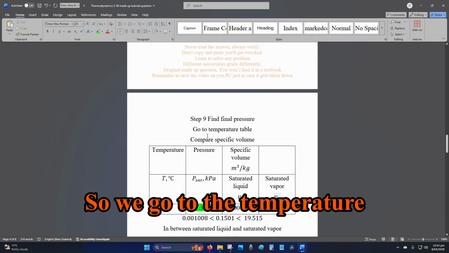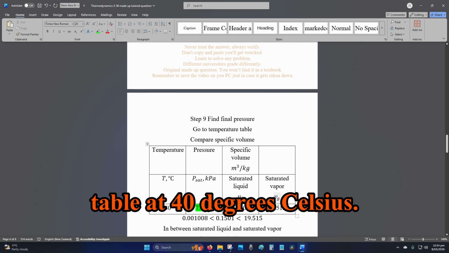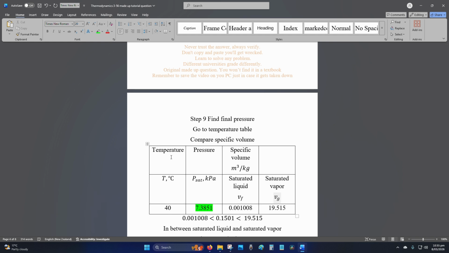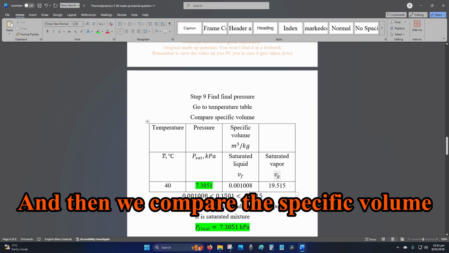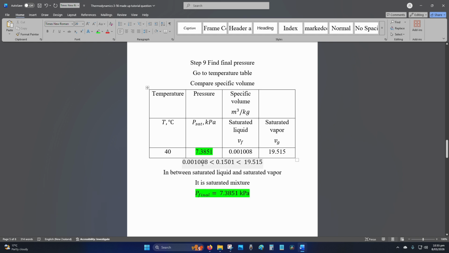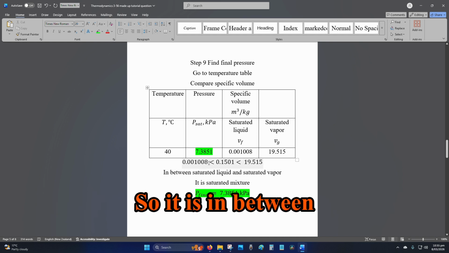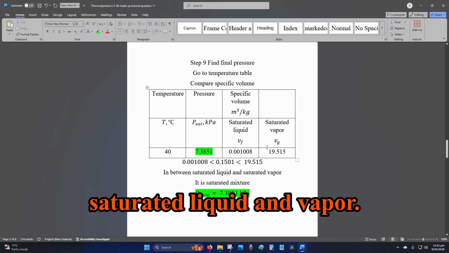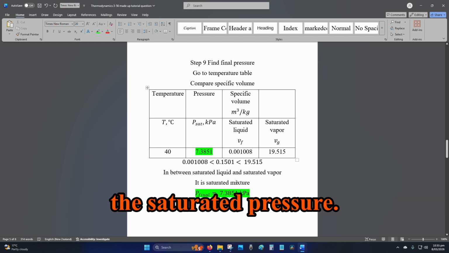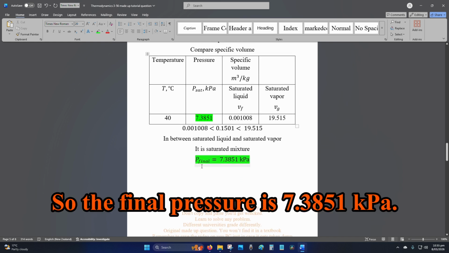So we go to the temperature table at 40 degrees Celsius. That's what's given in the question. And then we compare the specific volume with the specific volume in the table. So it is in between saturated liquid and vapor. That means it's a saturated mixture. So that means the pressure is going to be the saturated pressure. So the final pressure is 7.3851 kPa.